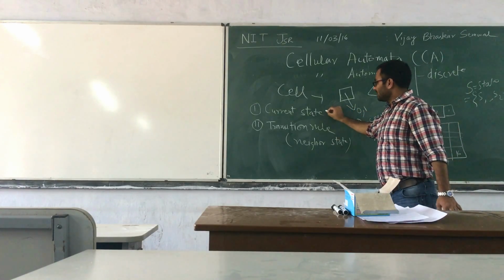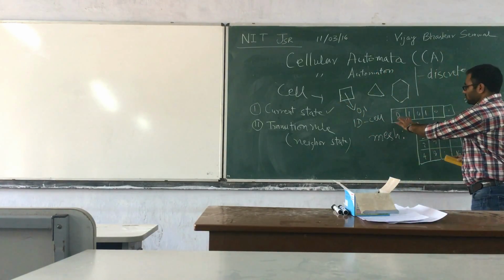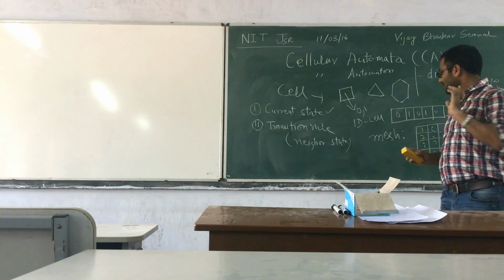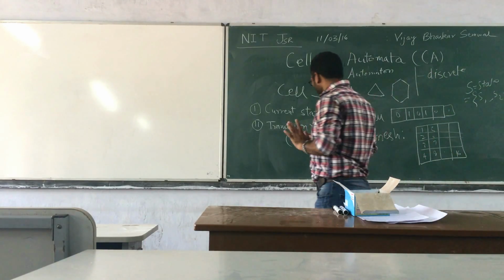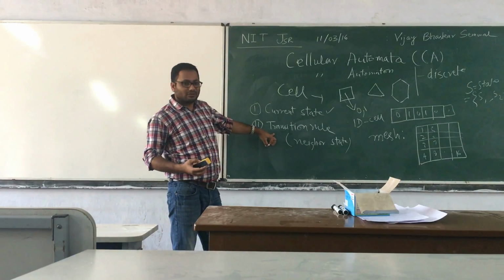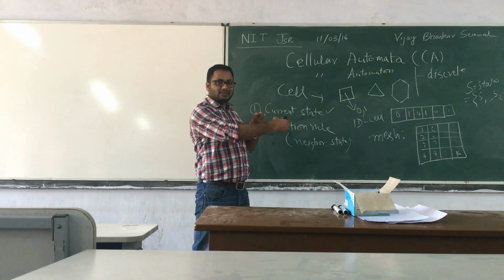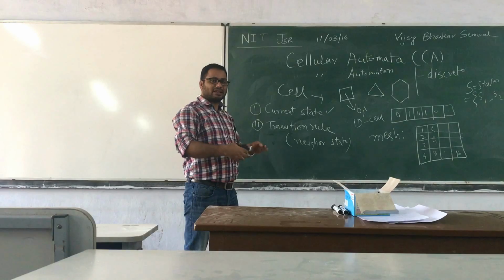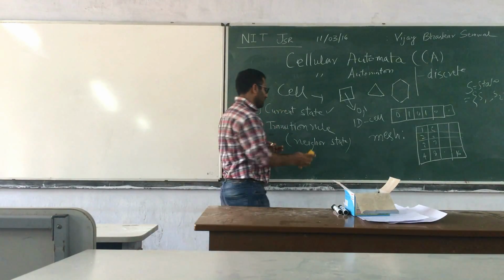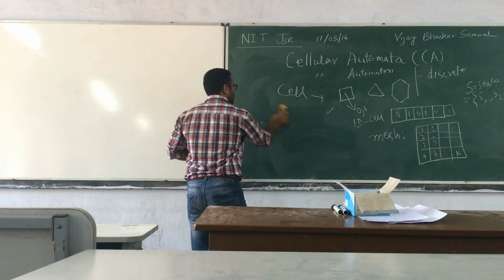I already defined what the current state is. If you refer to this example, 0, 1, 0, 1, 0, 1, each cell can have two states, either 0 or 1. Now, the other thing is transition. How the cell state will change depends on my current state plus the status of my neighbors. So the very famous game is the game of life.